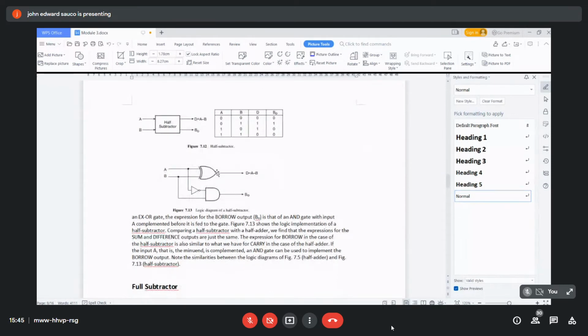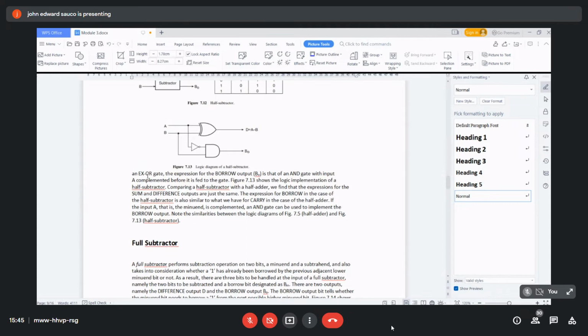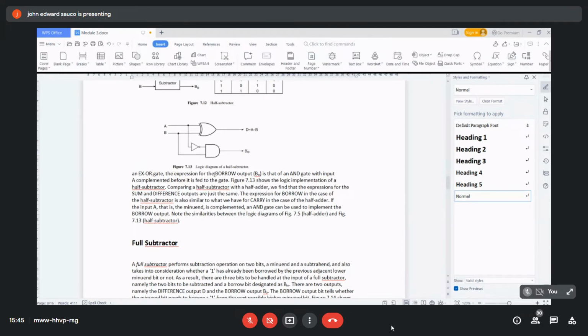So, ito naman ang kanyang diagram ng logic. So, ang pinagkaiba niya is merong inverter sa A. Ang pinagkaiba niya sa half adder. So, sinasabi rito na gumamit din ng XOR gate. And then, yung borrow naman ay AND gate. The same. Pero yung A is complemented before it is fed to the gate. Yun, yung inverter. So, the logic implementation of the half subtractor. Okay, makikita nyo sa 713.